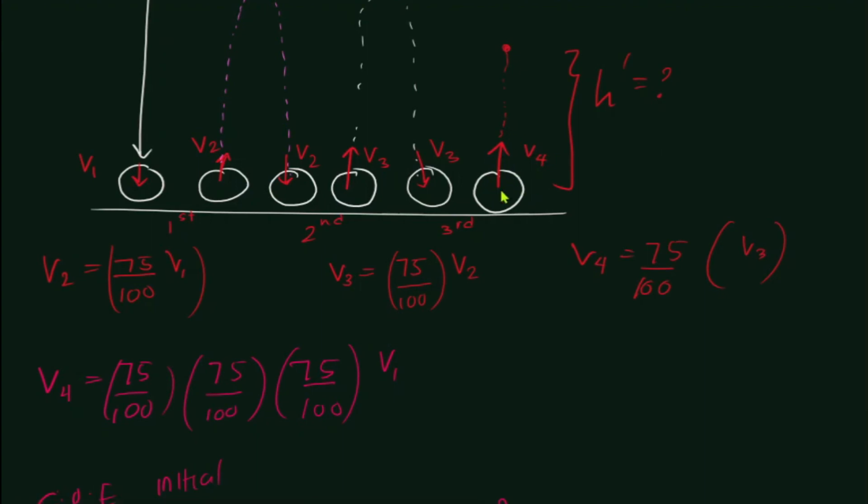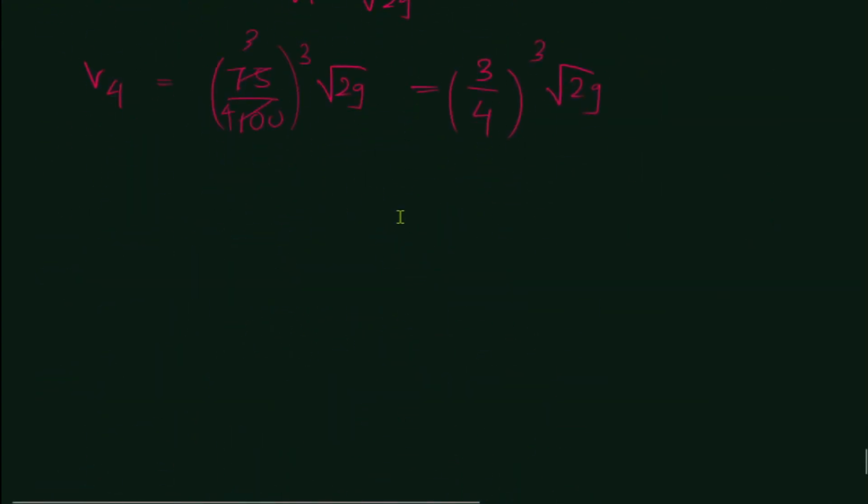So this is the initial kinetic energy. It is going to become 0 when it reaches a maximum height. At this point velocity is 0. Therefore the complete kinetic energy converts into potential energy, right? So after the third bounce, I'm going to apply conservation of energy once again.